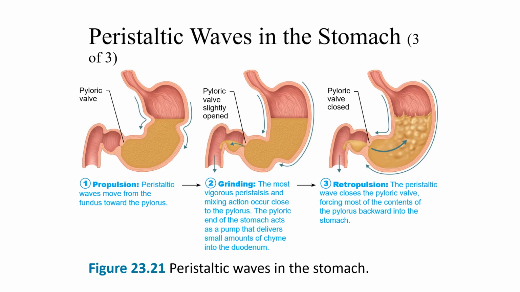And then we have retropulsion. What that means is that the pyloric valve closes and then the contents of the pylorus are going to move backwards into the stomach. So you have basically up, down, up, down, up, down, up, down. And then at the same time, you can have the stomach muscles contracting in the other two dimensions. And this is mechanical digestion.